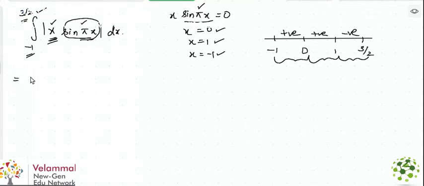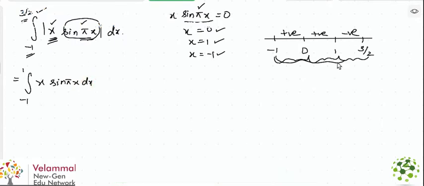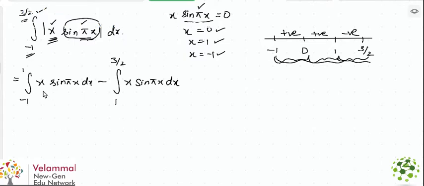So what happens to your integral? Minus 1 to 1, it is positive, the whole of this. Okay. x into sine pi x dx. And then from 1 to 3 by 2, the function is negative. So it is negative f of x, correct? So minus x into sine pi x dx. Is it clear? Now I need to integrate x sine pi x.